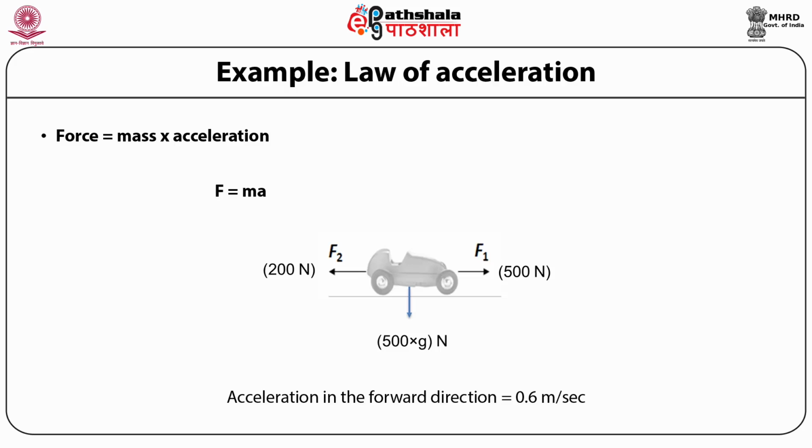You multiply that with the gravitational acceleration, you get the force, which is gravitational force in terms of Newton if you are using the MKS system of units. The forward force F1, let's take it to be 500 Newton, and the frictional force, which is opposite to the direction of motion, let's take it to be 200 Newton. So there is a net force in the forward direction, and because of that net force, there is an acceleration in the forward direction. For this example, the acceleration produced by the net forward force turns out to be 0.6 meter per second squared.